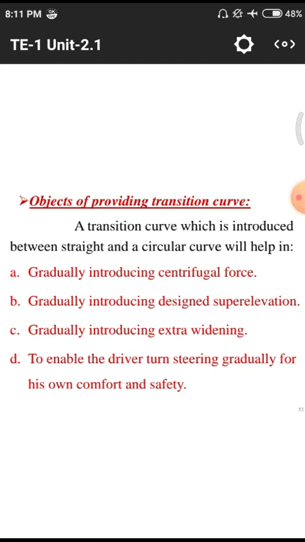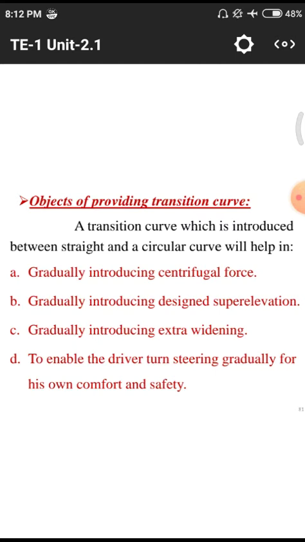These are the main objectives, four objectives. First one is gradually introducing centrifugal force. That means centrifugal force should increase gradually, not suddenly. If there is a sudden rise, the vehicle will slip. We need to increase the centrifugal force gradually, from 0 to 5, 10, 20, 30 like that, not directly from 0 to 20.